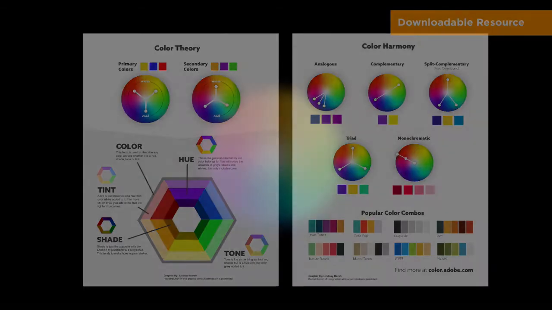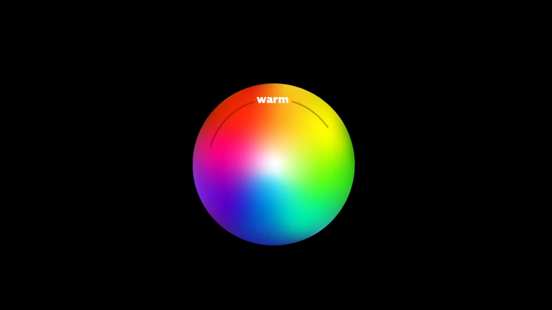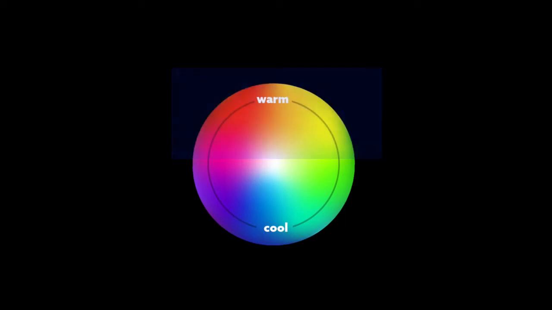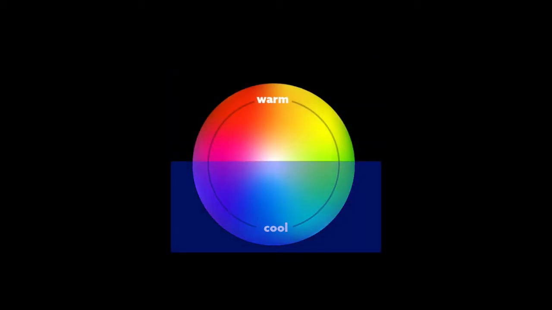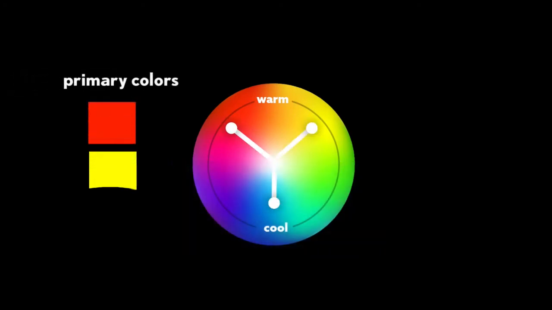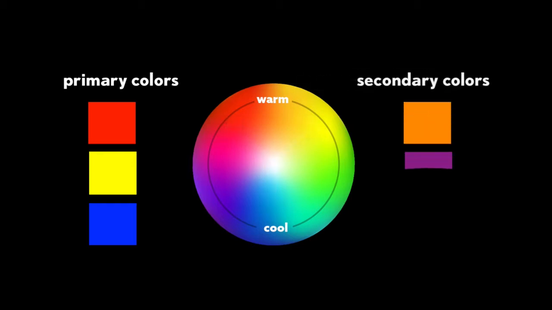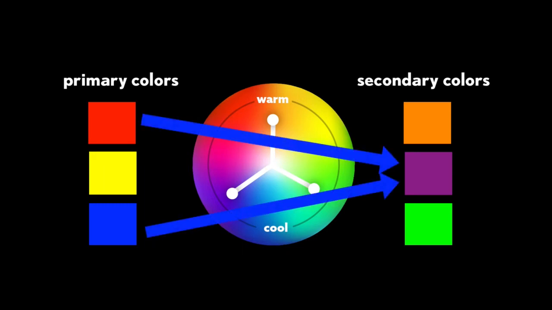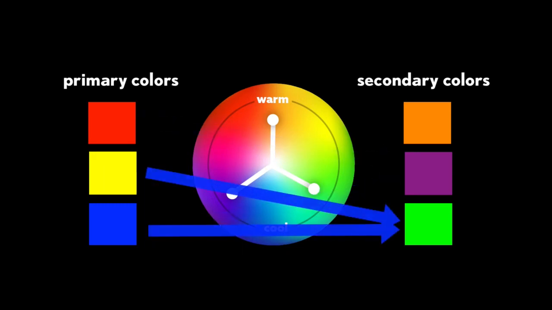First of all, color can either be warm or cool, depending on where it falls on the color wheel, with warmer colors being your oranges, yellows, and reds, and cooler colors being your greens, blues, and purples. The three primary colors are red, yellow, and blue, and you can use these three colors to create what are called secondary colors, which are orange, purple, and green. For instance, mixing red and blue together make up purple, and yellow and blue together make green.